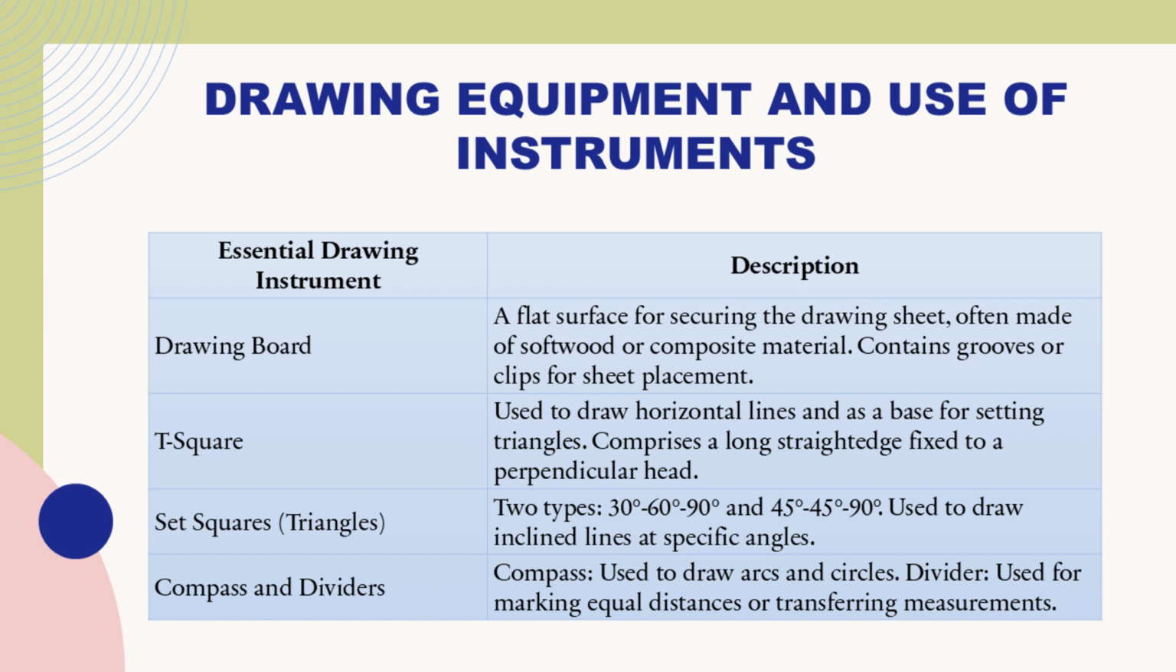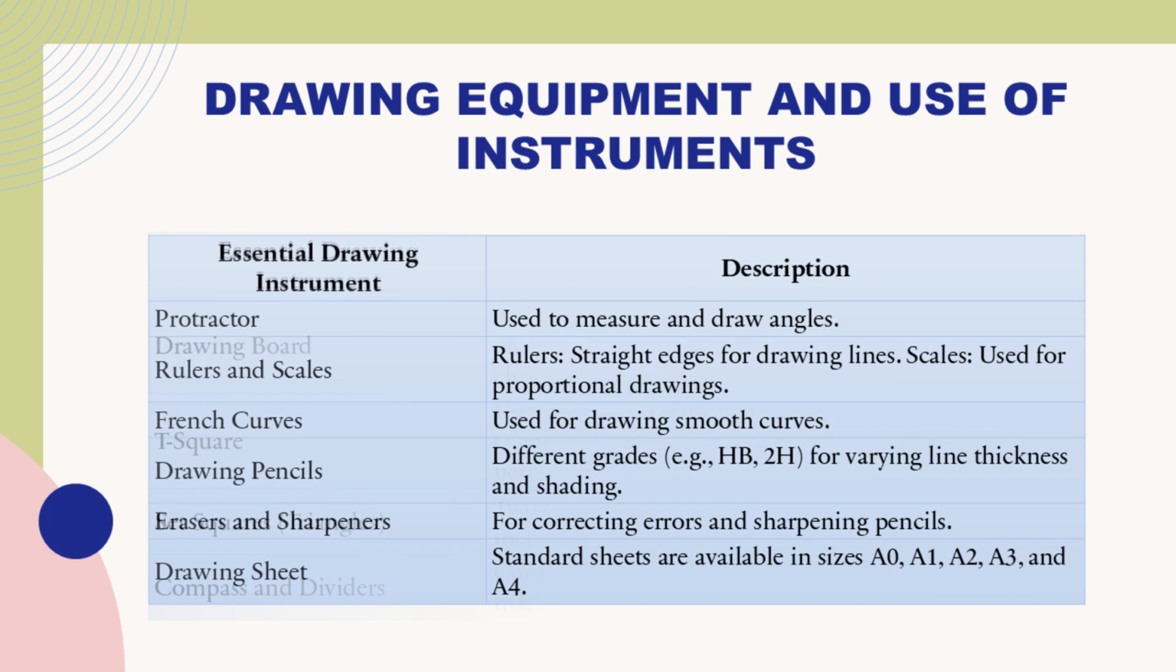shapes. Compasses are used to draw arcs and circles, while dividers mark equal distances or transfer measurements. Together, these tools form the backbone of engineering graphics, enabling engineers and designers to create detailed and accurate drawings. Essential drawing equipment and instruments play a crucial role in precise and accurate technical drawing.